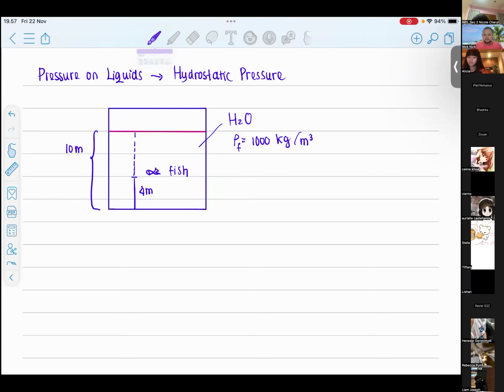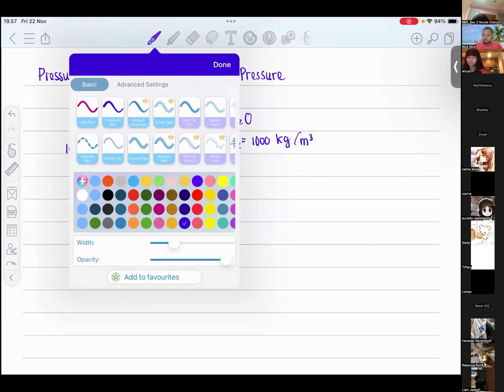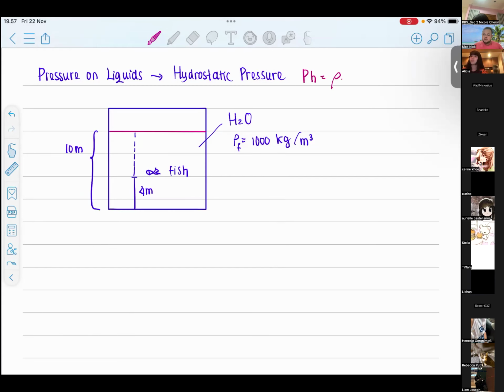Hydrostatic pressure is defined as density of fluid times gravitational acceleration times height. Oh, sorry, not height. Depth. Height is usually denoted by H, but in this case, for hydrostatic pressure, the H is depth. It is not the height.